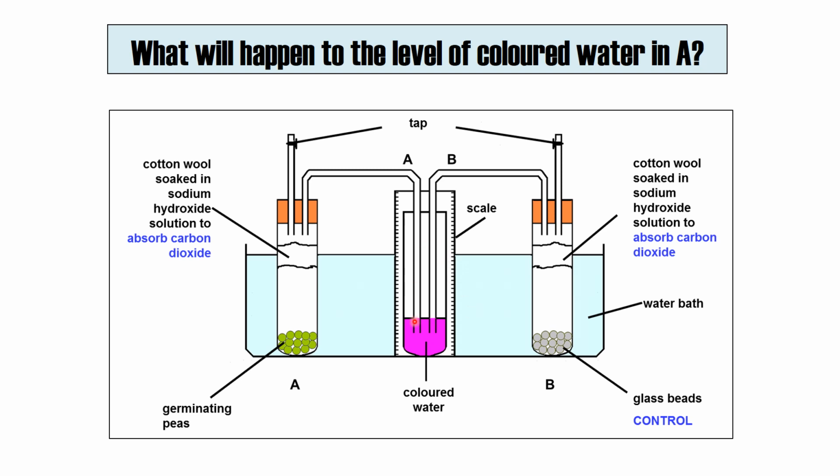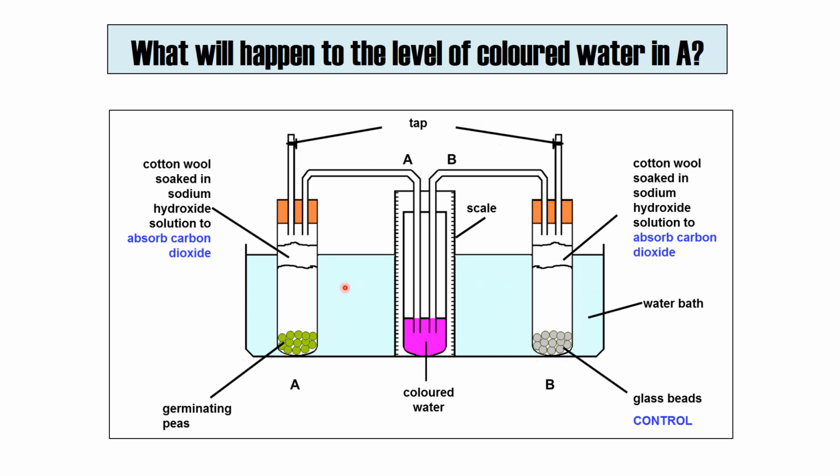Now, I'm just going to talk you through what we've got here. In the middle, we have a test tube which has got coloured water, and then it's got these delivery tubes that are in the water, and one of them is connected to this tube here, which has got germinating peas in it. So this is a living thing, so this should be carrying out respiration. And then over here, we've got the control. This has got glass beads in it, which is not a living thing.